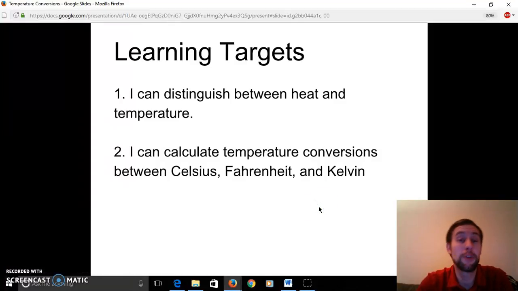Alright, we're going to look at temperature conversions this time around. So we have two learning targets for this section. You can distinguish what the difference between heat and temperature is. Though they're highly related, they do have some very important differences. And you can calculate between the three main types of temperature units: Celsius, Fahrenheit, and Kelvin. We'll get to those in a bit.